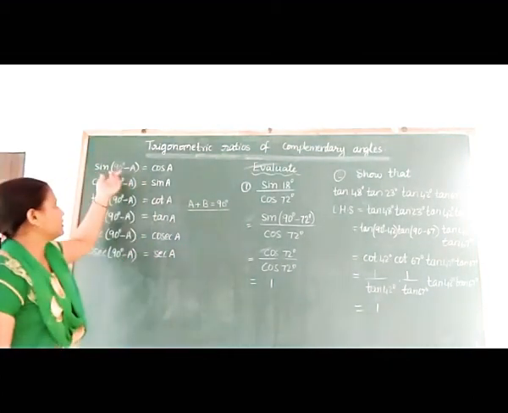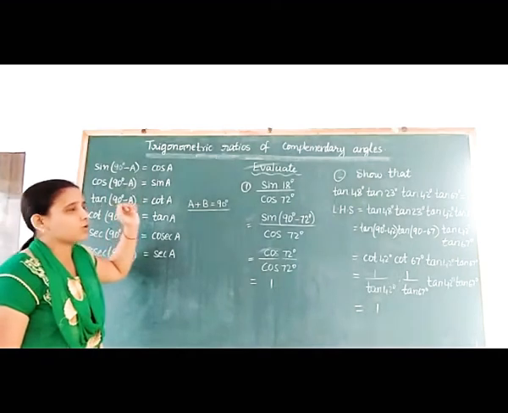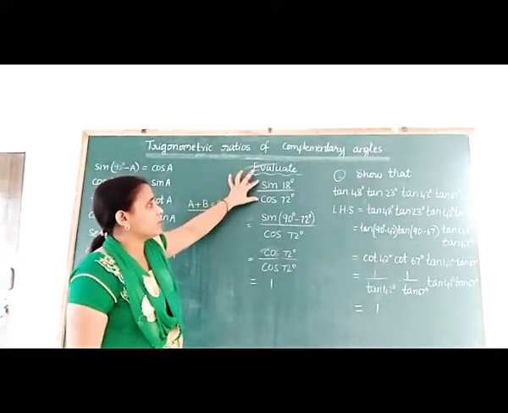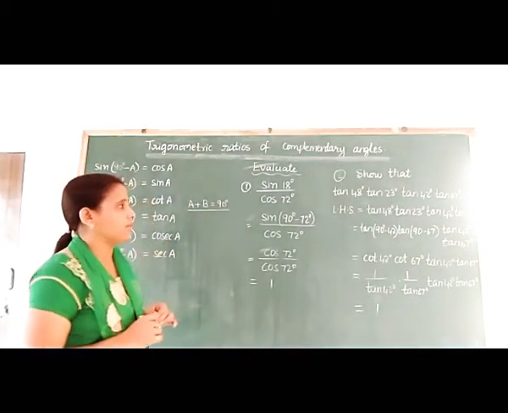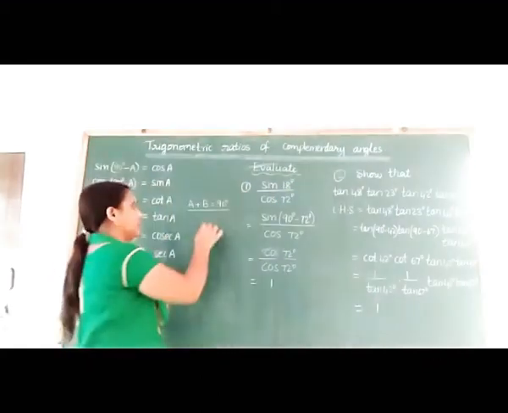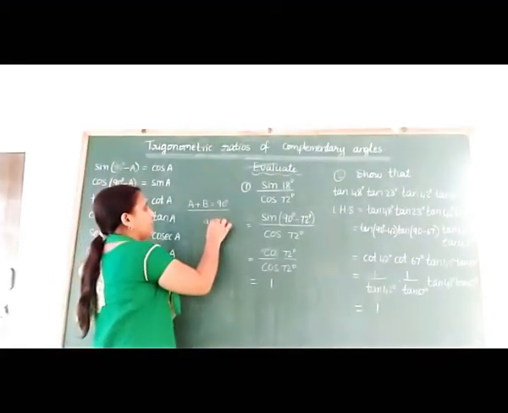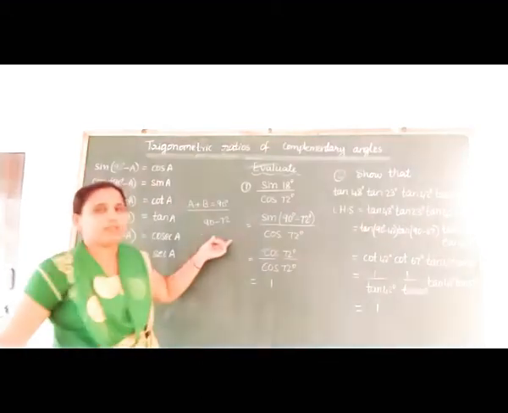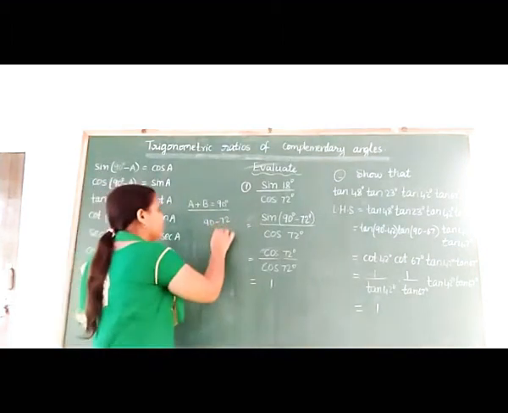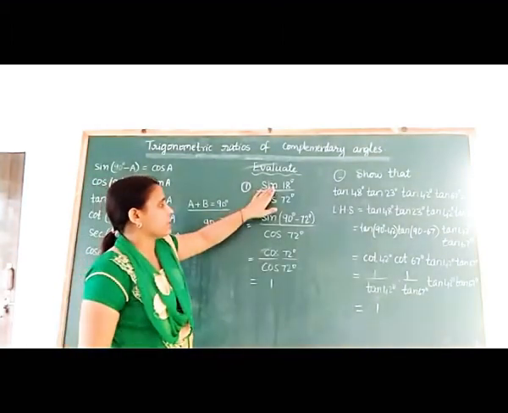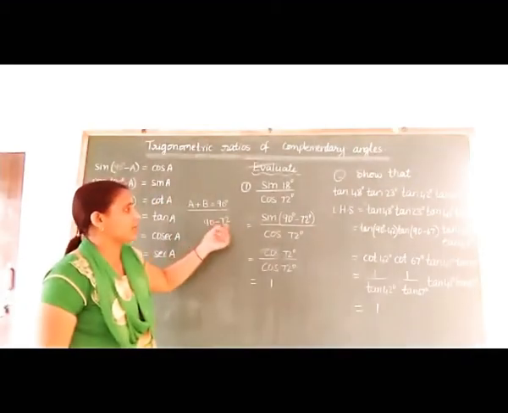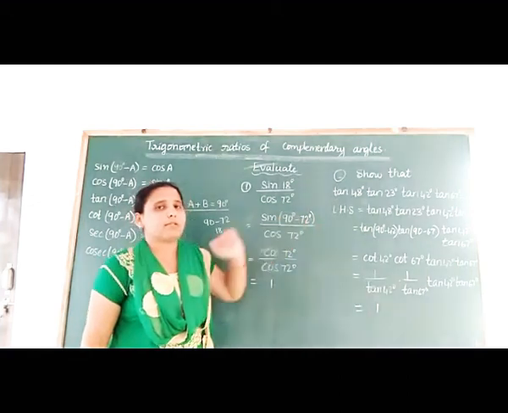We know that sin 90 minus A is equal to cos A, or cos 90 minus A is equal to sin A. So what we have to do? We have to change any one term into the other. This is 18 degree, so 18 degree can be written as 90 minus 72. If I subtract 72 from 90, the value is what? 18. So I have just written sin here, and 18 degree is written as 90 degree minus 72 degree.